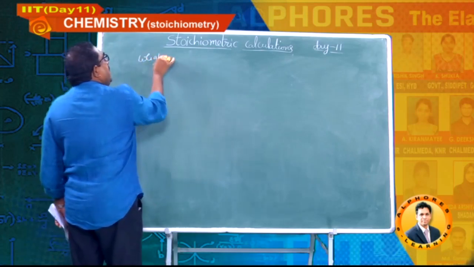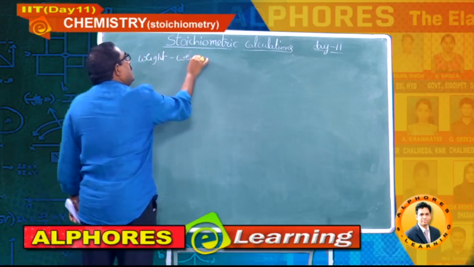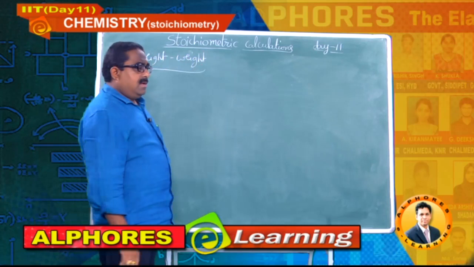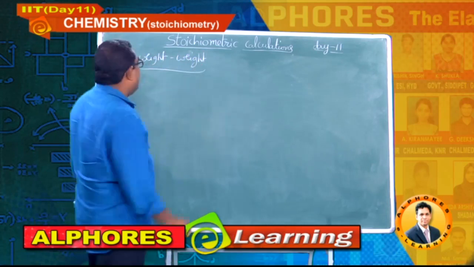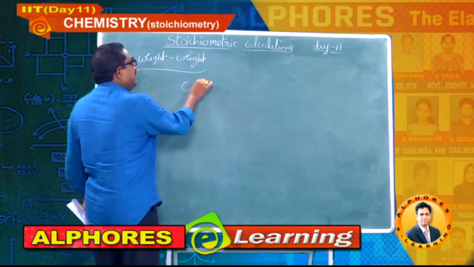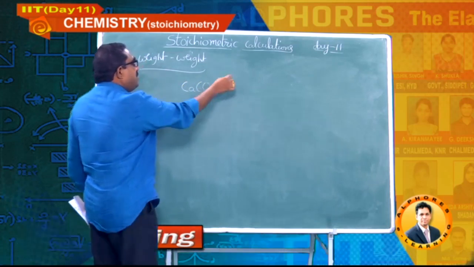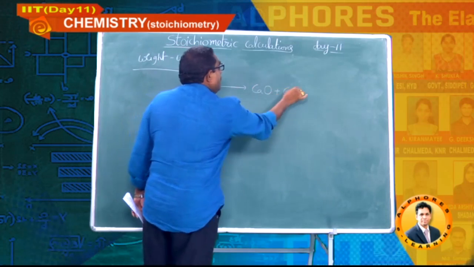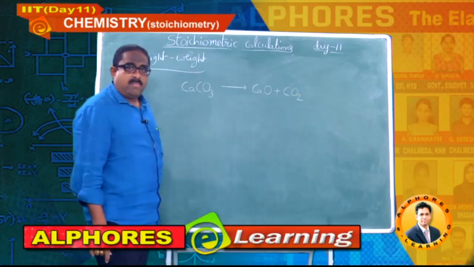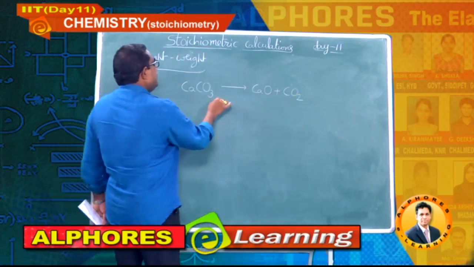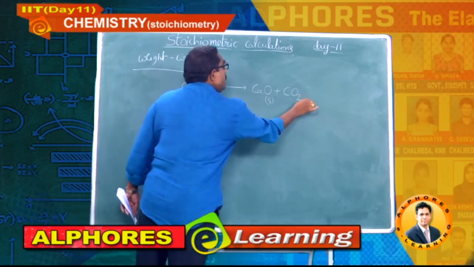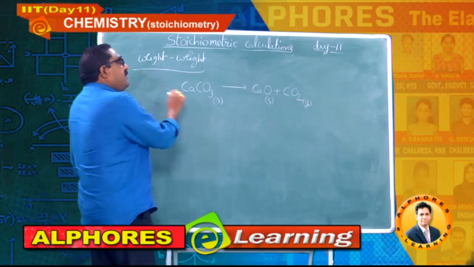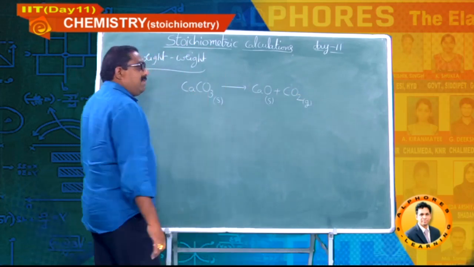First let me explain weight calculations by taking a balanced chemical equation. A simple equation I will take. Calcium carbonate on decomposition gives calcium oxide and carbon dioxide, and we know carbon dioxide is gas. First of all, this is the balanced chemical equation, no doubt.